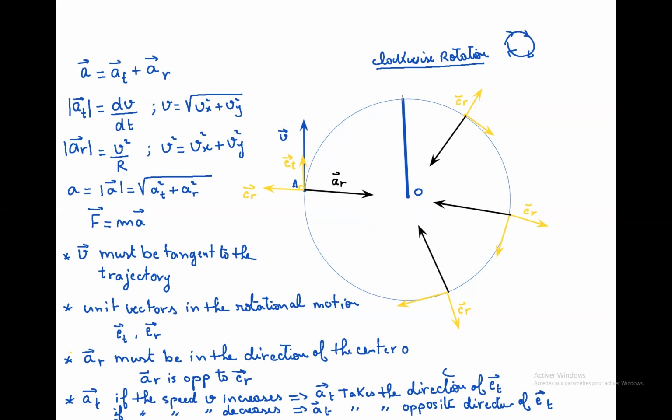Now, let's draw here at the bottom, we have the position A. No, let's say here we have the position B. Here we have A. At the top, we have position C.